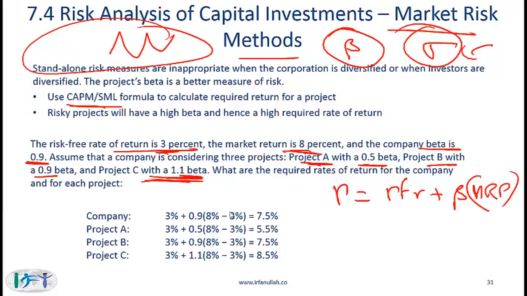The market risk premium is the market return minus the risk-free rate, which is 5%. This is the risk-free rate. At a company level, we use a beta of 0.9. So for your average company project, you use a discount rate of 7.5%. For a low risk project, you can actually use a lower discount rate calculated using CAPM. And for the high risk project, you use a rate which is higher than the company average. Fairly straightforward.